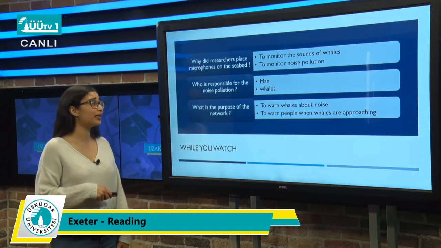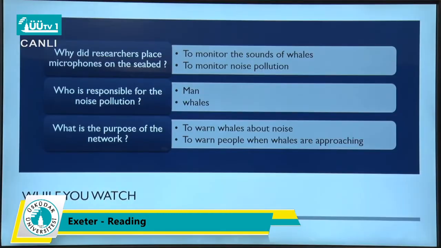What about the last question? What is the purpose of the network? Why have these researchers put this network in place, or why are they doing it actually? They did it to warn people when whales are approaching. It means they want to protect our whales from harm, from the danger that men and human beings are really causing for them. I hope that you really enjoyed this interesting video.